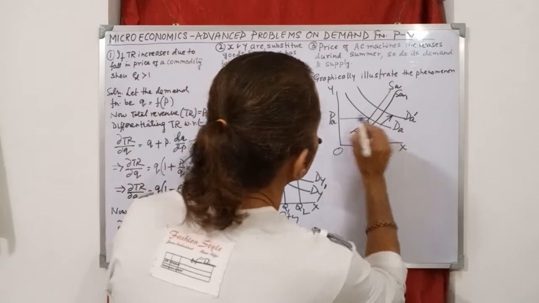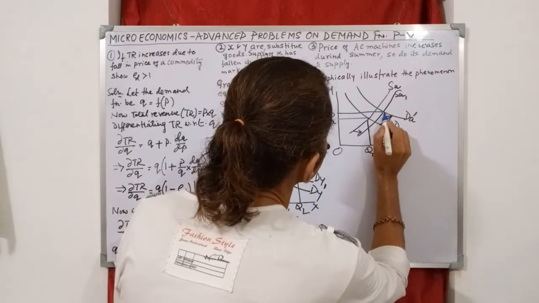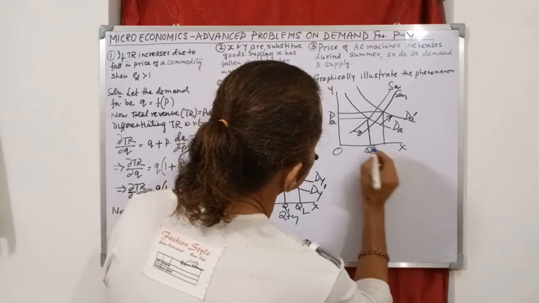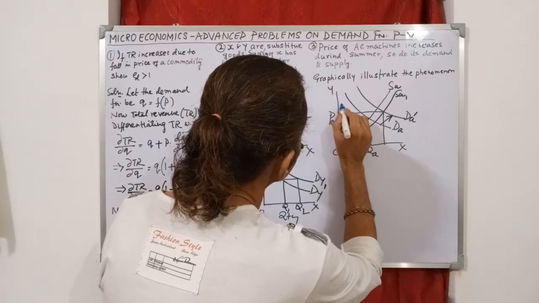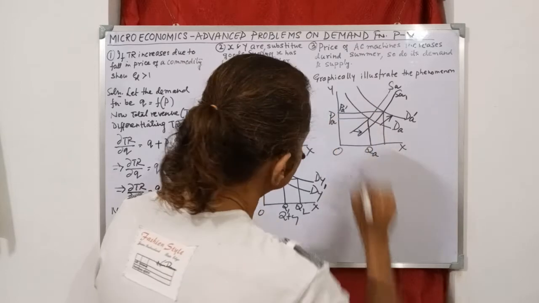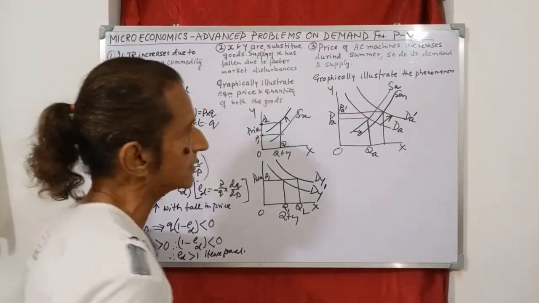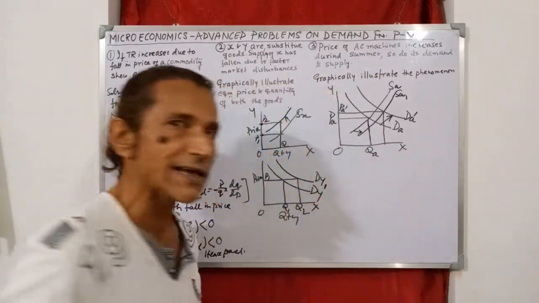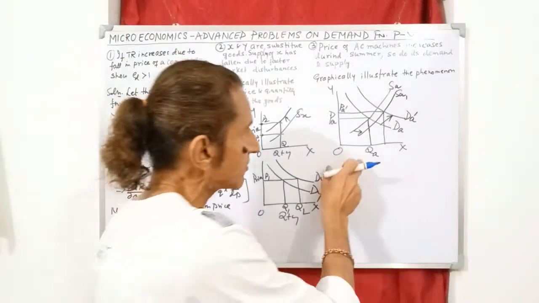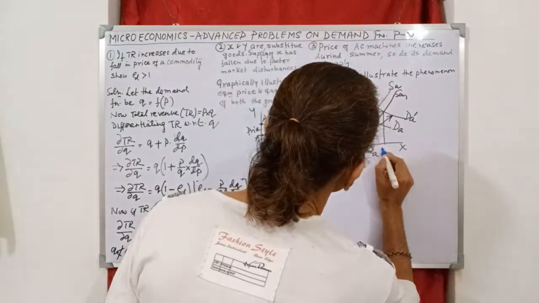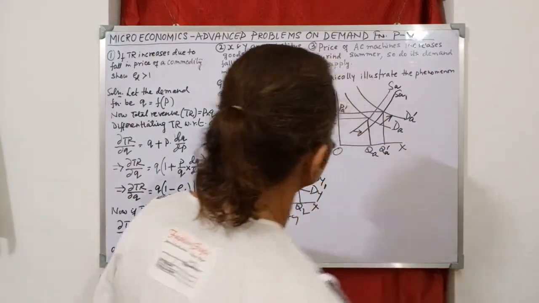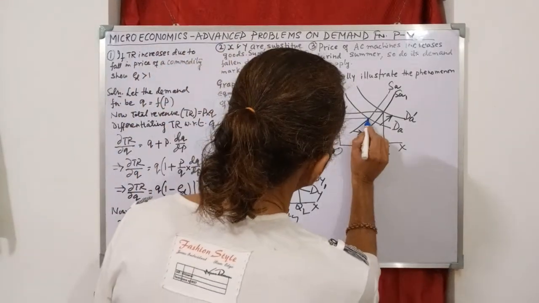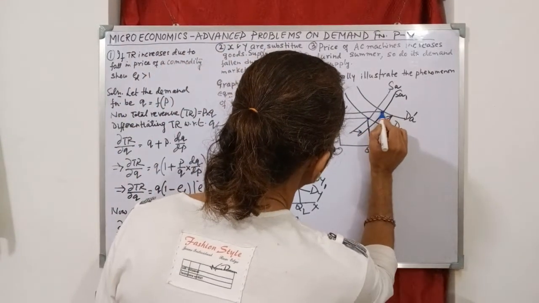You see, price has increased as well as quantity demanded and supplied has increased. Price has increased from PA to say PA dashed, and quantity demanded as well as quantity supplied has increased from OQA to OQA dash. Right? Previously it was the equilibrium point, now this is the equilibrium point.